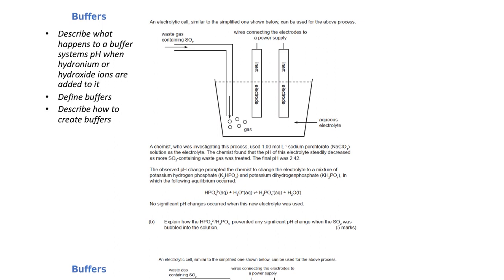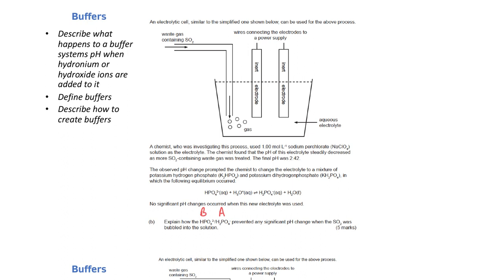So we have a look at these exam questions, and if you don't have time, you can look at these later. But here are some exam questions about buffers. All right, so let's have a look. Explain how the HPO4 2- and H2PO4 minus prevented any significant pH changes when the SO2 was bubbled into solution. So prevented any significant pH changes, you're considering buffers. You should be able to see that this is the acid version and this is the base version. So even though it's not a weak acid and base pairing, it has some sort of form of acid and base pair within that solution.